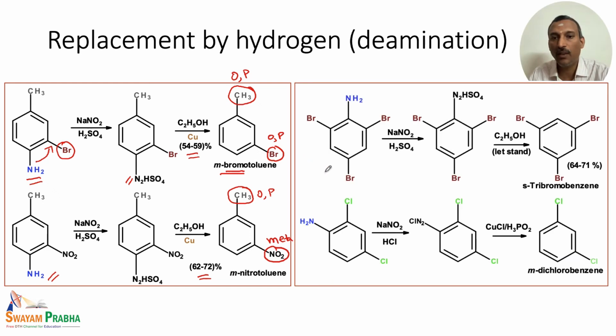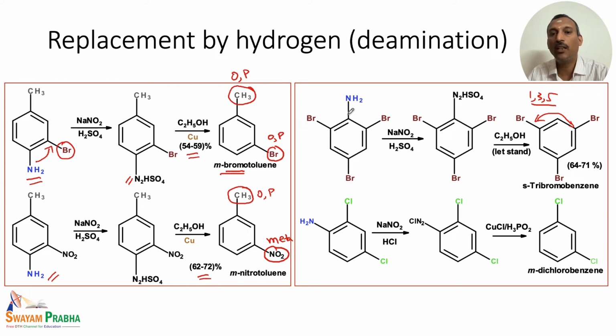Similarly, we have another compound, the symmetrical tribromobenzene, whose preparation is very difficult. This can be easily prepared from the amino derivative, because if you look at it, these two are in the meta position, and again these two are meta. The bromine in the meta positions, like 1, 3, 5 substitution, is not possible by the normal method of preparation. That can be easily prepared if you start with the amino compound.